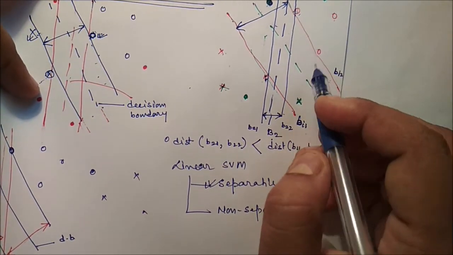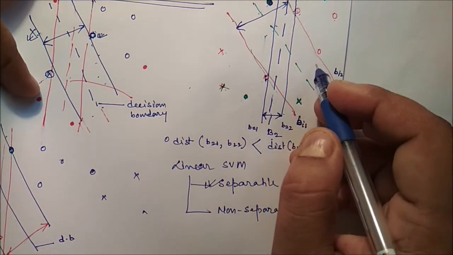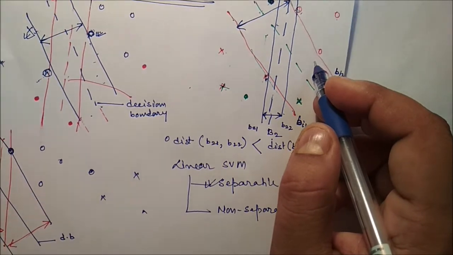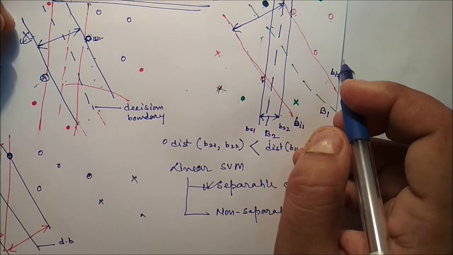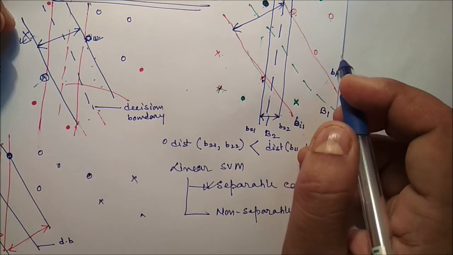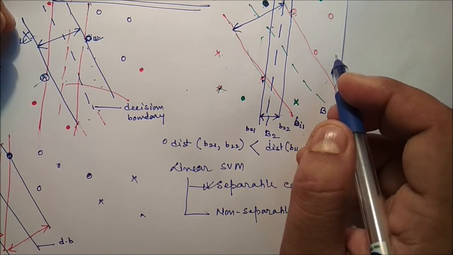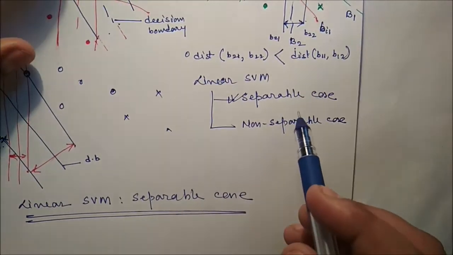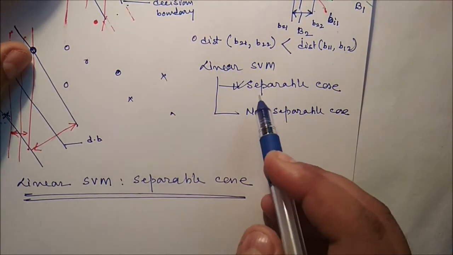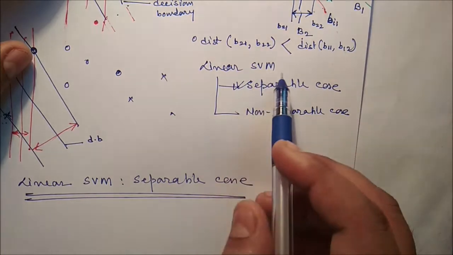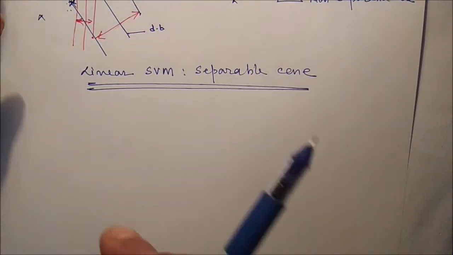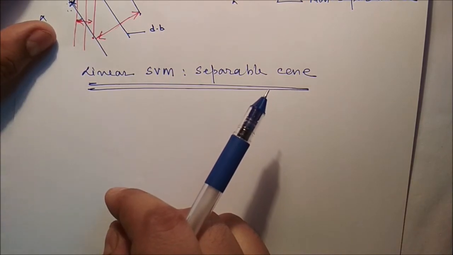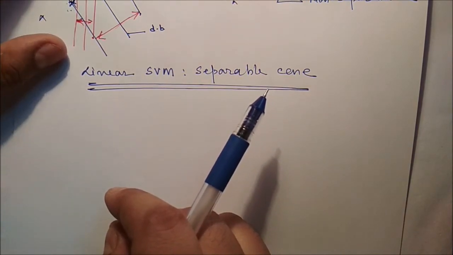For the given data set, we can identify various different hyperplanes, but our aim is to identify the maximal margin hyperplane, and it helps us classify the data properly. Now there are two cases in linear SVM: separable cases and non-separable cases. In this video, we'll talk about the linear SVM separable case. A linear SVM is a classifier that searches for a hyperplane with the largest margin. Hence, it is called a maximum margin classifier.